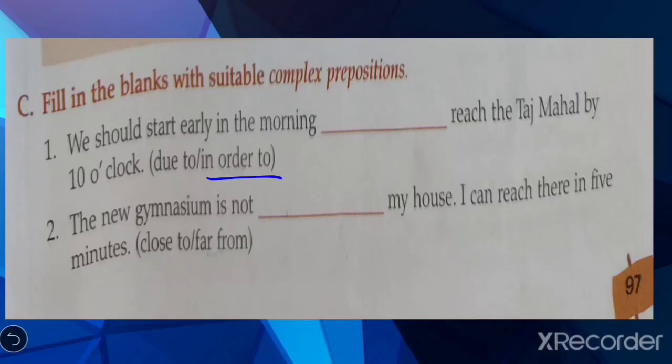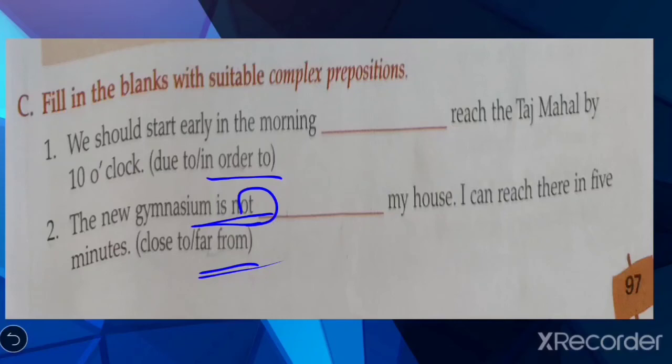The new gymnasium is not dash my house. I can reach there in 5 minutes. Now 5 minutes is not very far. So what will come here? Far from. Is not far from my house means it's near to my house. So if it's not negative, at that time close to will come. But here a negative sentence is given, that's why far from will come.